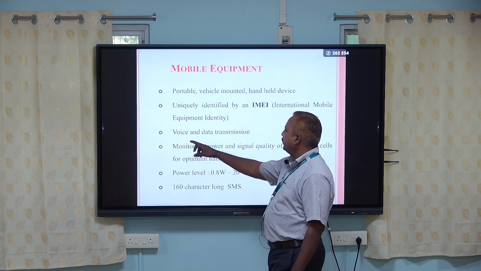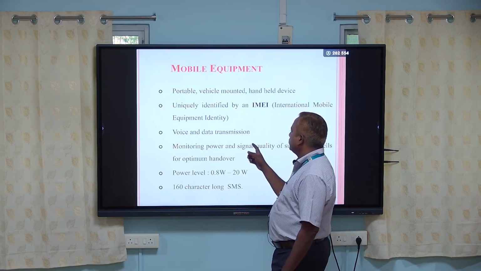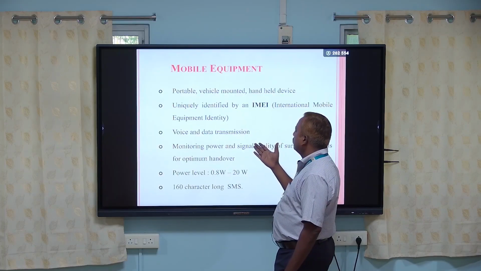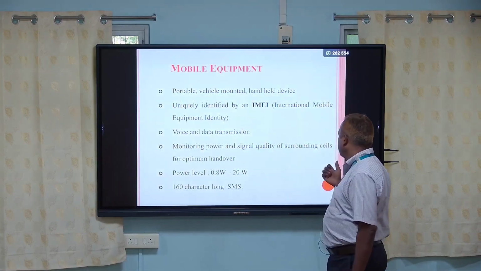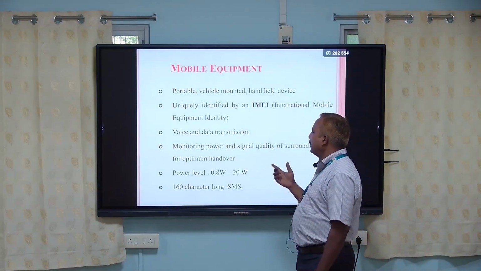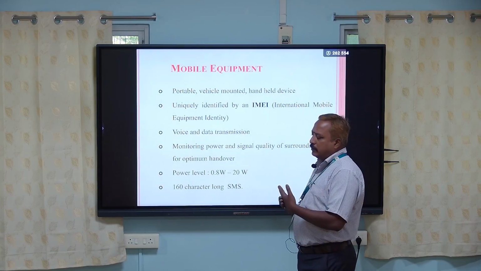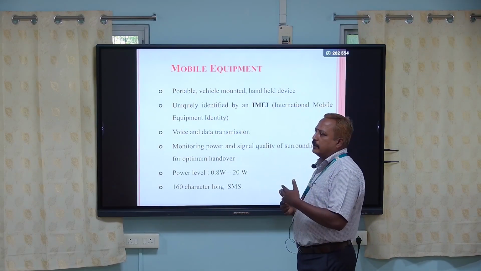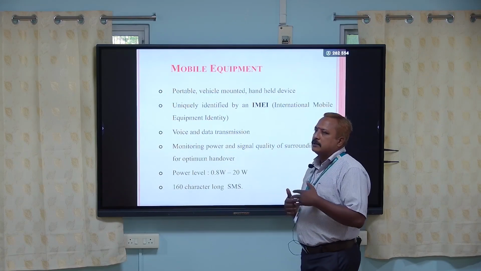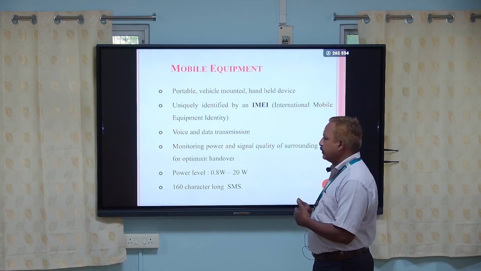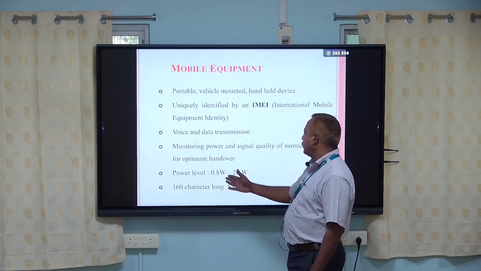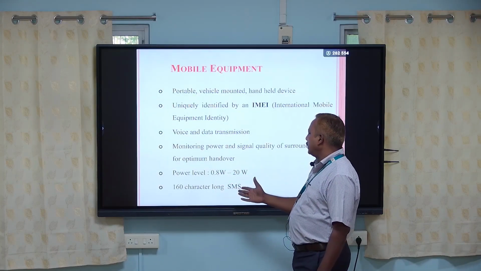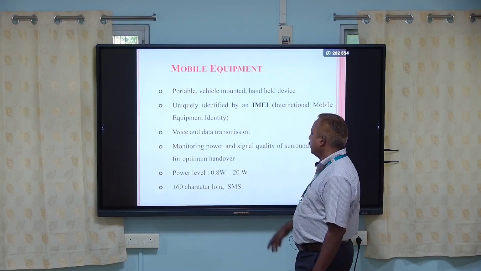Voice and data transmission are done through the mobile equipment, along with monitoring the power, signal and quality of the surrounding cells for optimum handover. While we are traveling, we transfer our mobile signal from one tower to another tower, that is the base station. This is called handover, and the power level is 0.8 watts to 20 watts. 160 character long SMS is.